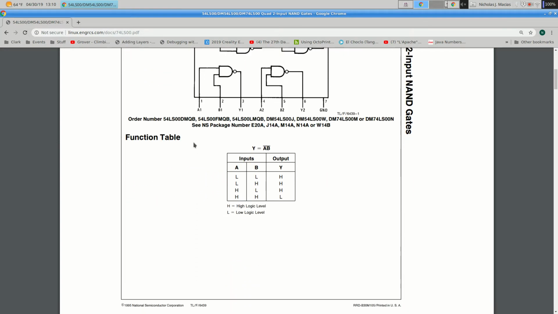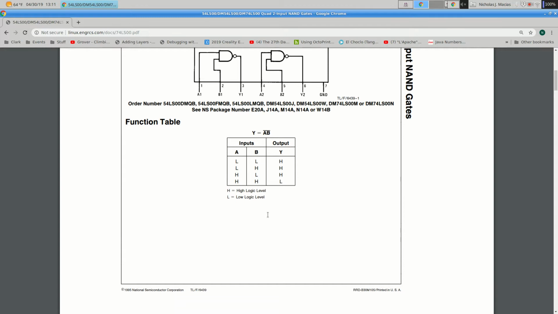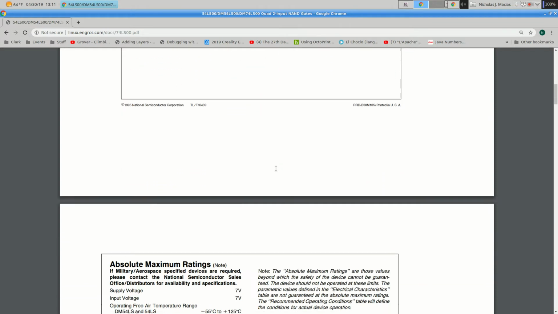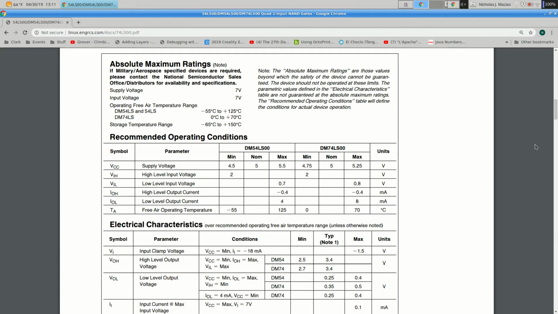All right. Function table, there's a truth table. They do high and low. They tell you H equals high logic level, L equals low logic level. Good annotation of their table. There's the Boolean expression, y equals AB with a bar on top. And then absolute maximum ratings.